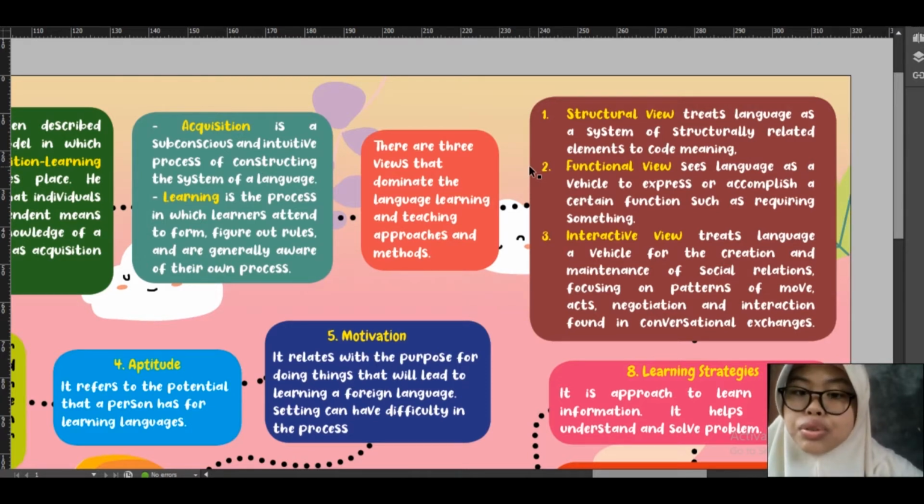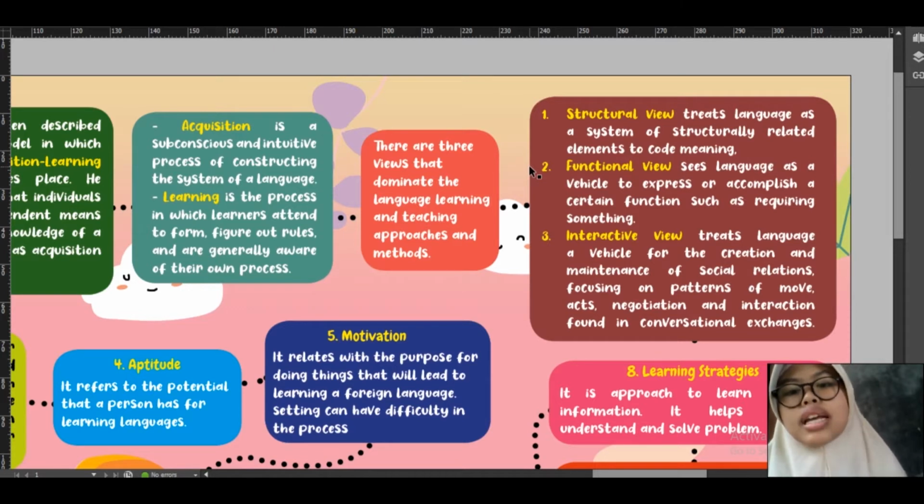Okay, next, there are three views that dominate the language learning and teaching approach and methods. The first is structural view, the second is functional view, the third is the interactive view. Okay, what is the structural view? Structural view treats a language as a system of structurally related elements to code meaning, such as when we learn grammar.